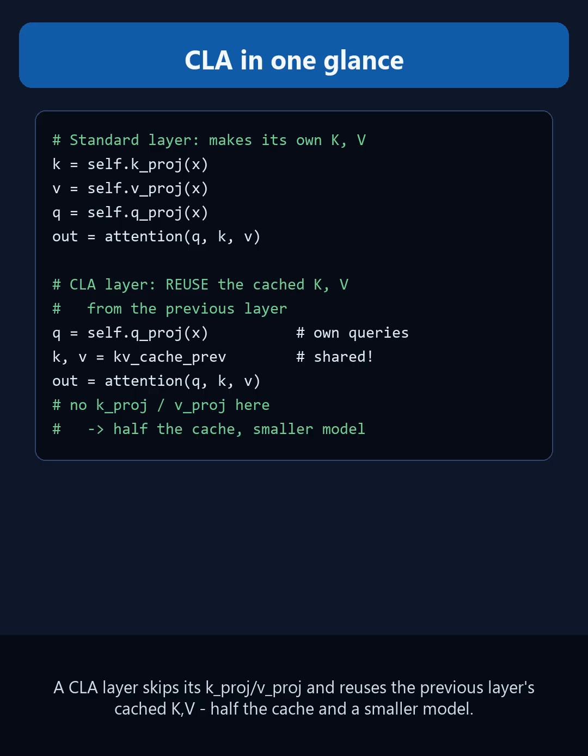A normal layer computes fresh keys and values from its input. A CLA layer simply skips that and reuses the previous layer's cached keys and values, running attention with only its own queries. You drop the key and value projection weights on the shared layers, so the model gets smaller too. It is an architectural choice made when the model is designed and trained.